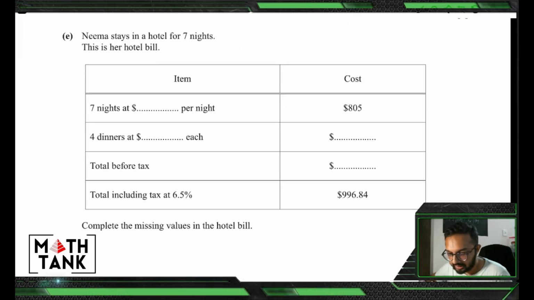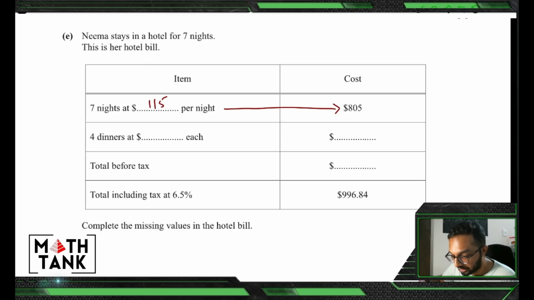Yeah. Nima stays in a hotel for 7 nights. This is the total bill. Okay, so 7 nights at blank per night, 805. So what was the cost of one night? Can you simply say 805 divided by 7? So that's $115. Let's keep filling in. It says complete the missing values at the bottom. So we'll start filling in.